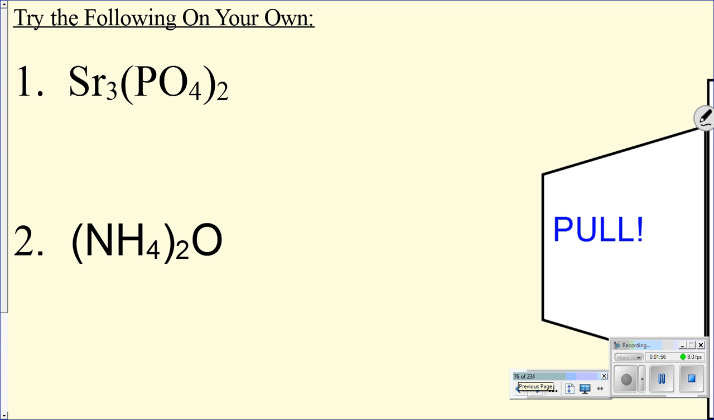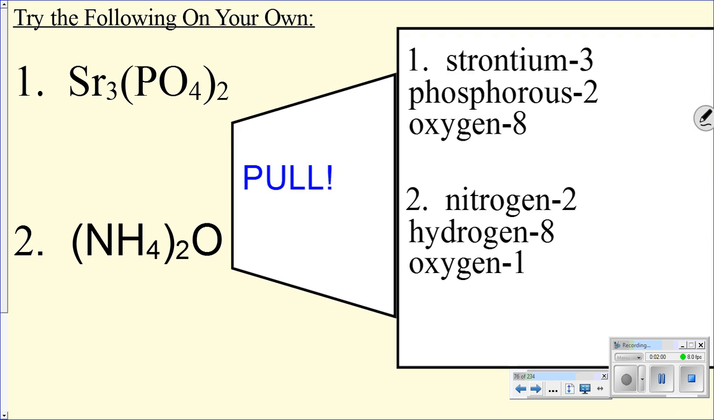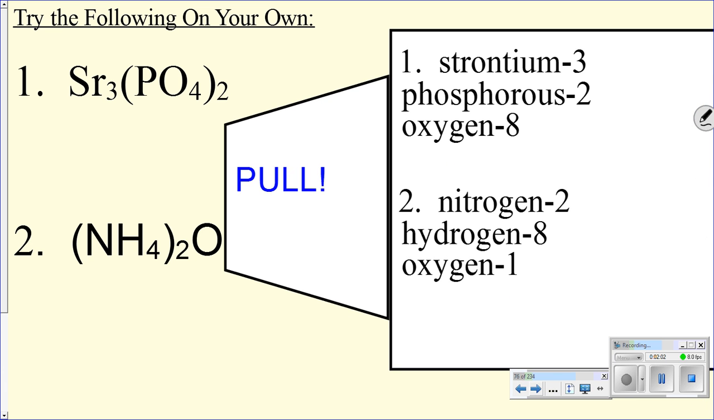And again, these are just a couple of examples. If you need to pause the video and try these out if you didn't get enough practice. And there's the answers for those.